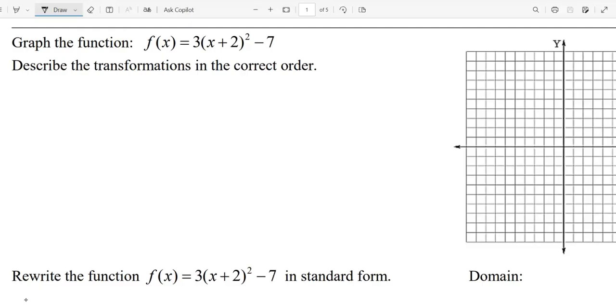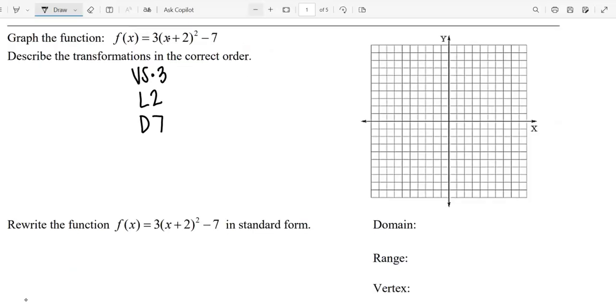And so let's talk about left to right. Let's talk about the 3 first. What does that do? Vertical stretch by 3. All right, left to right. Next is 2. What does that do? Left 2. And then you've got minus 7. What does that do? Down 7. So we're going to start there.